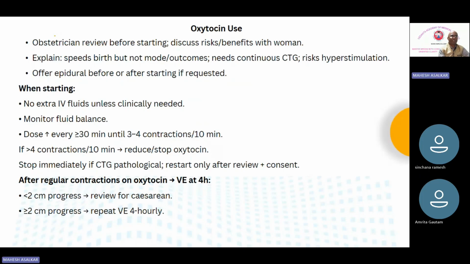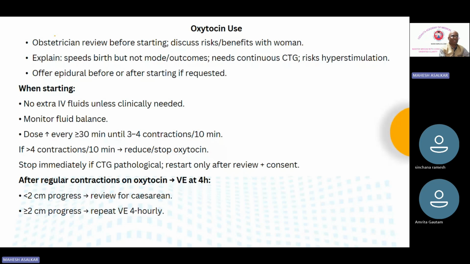Obstetrician review before starting, and discuss risks and benefits with the woman. Explain it will speed the birth, but not the mode of delivery or the outcome. Remember, it will speed the birth, but not the mode of the delivery or the outcome. It needs continuous CTG monitoring, and there is a risk of hyperstimulation. Always offer epidural before or after starting if requested. Generally, before oxytocin you have to offer epidural.